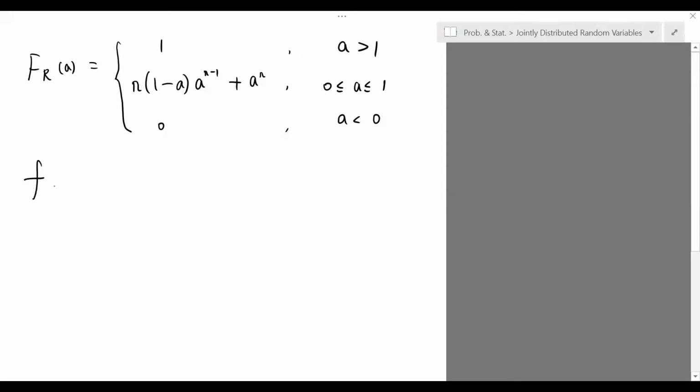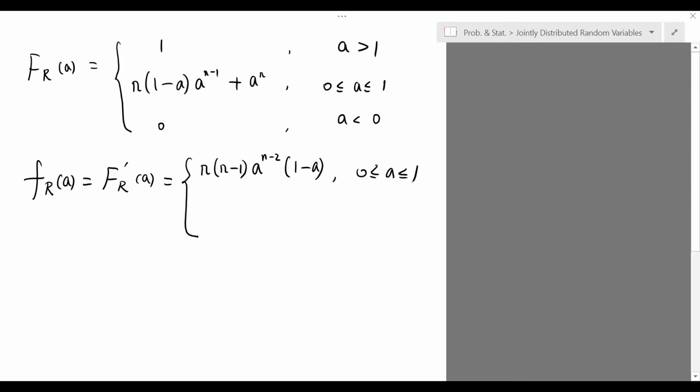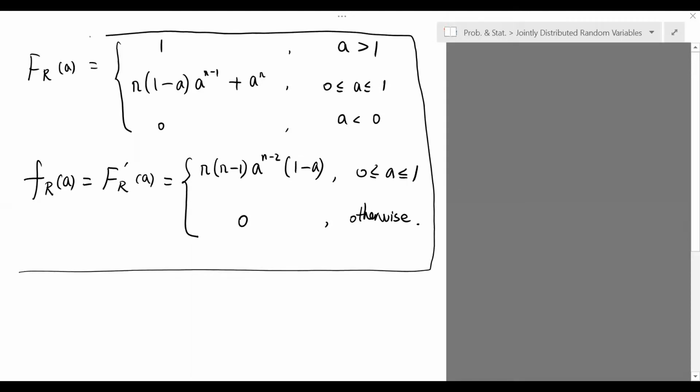The density function of the range is simply the derivative of the distribution function of the range with respect to a. Through computation, we end up with n times n minus 1 times a to the n minus 2 power times 1 minus a, when a is in between 0 and 1, and 0 anywhere else. And this concludes our first example.